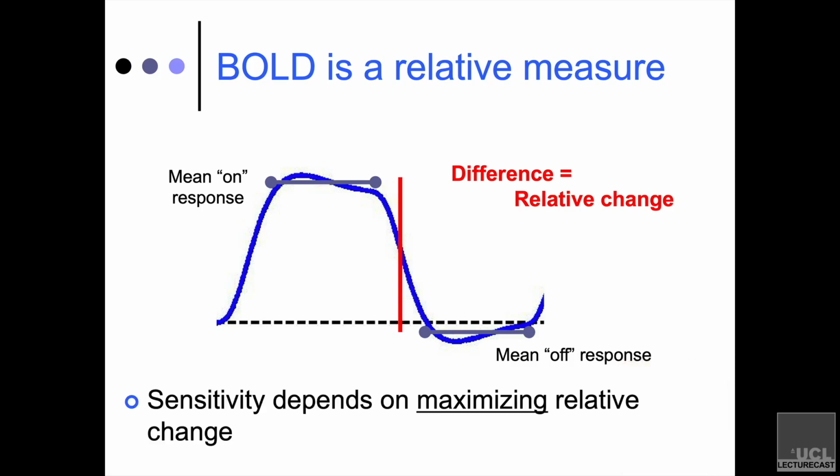Now, what that means is that the larger we can make the difference between the on and the off response, the easier it is to detect it, right? So sensitivity to actual activation depends on maximizing this relative change. And that is what leads us into this idea of block designs.